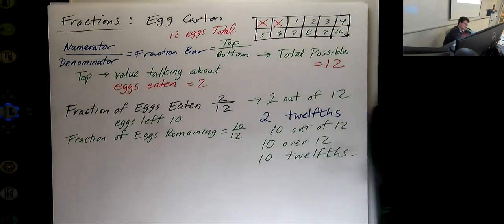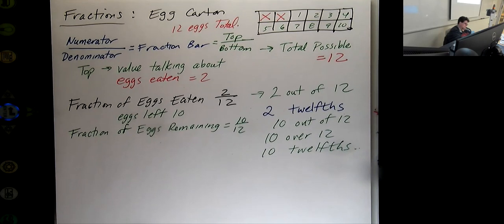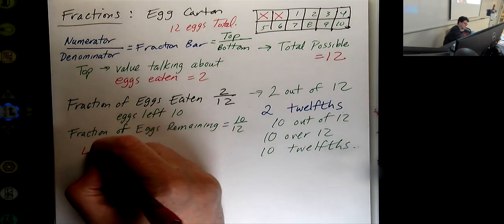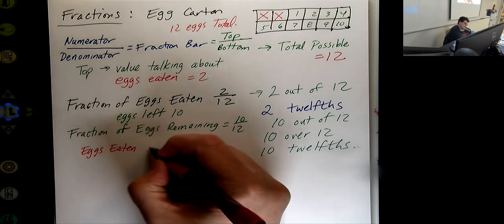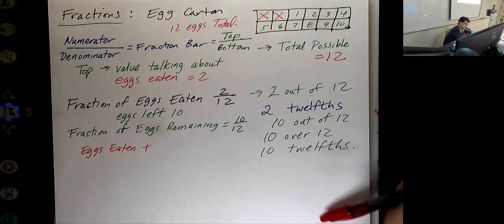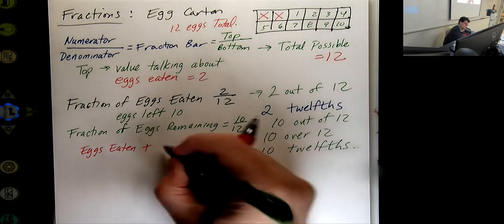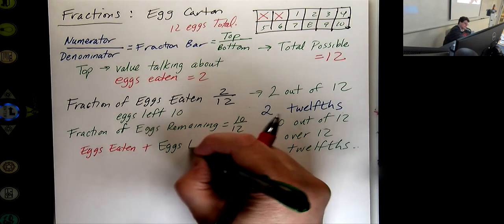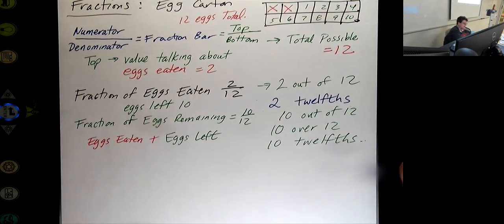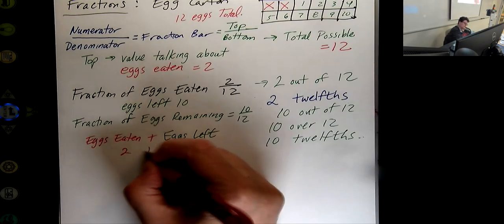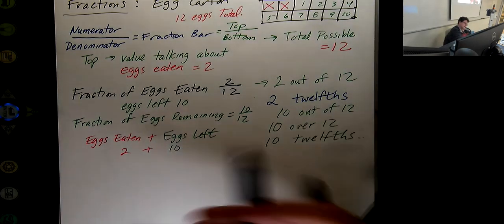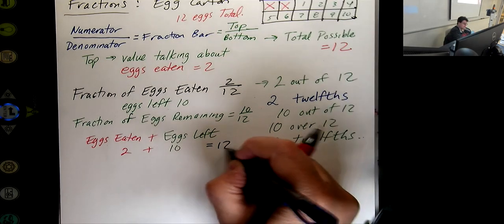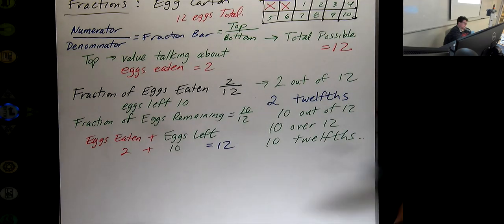All right, so if I add up eggs eaten and eggs remaining, or eggs left, let's look at the fraction. I know what the total is, we can do the total here first. 2 plus 10 is 12.